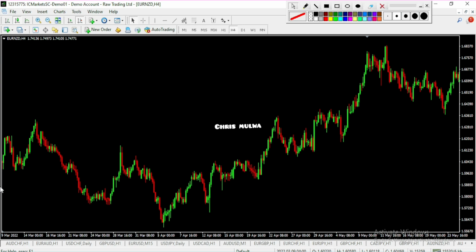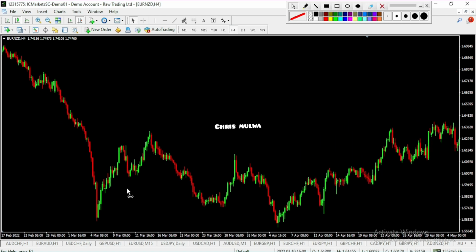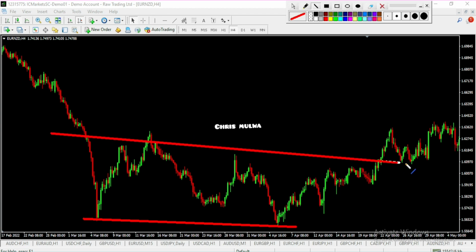Yes. So I think we can pick something like this. This is very nice. We have had a long move. You can see that the market is staggering, so we can take this as a double bottom. Very nice. So the highest of the bottom of the price is here.